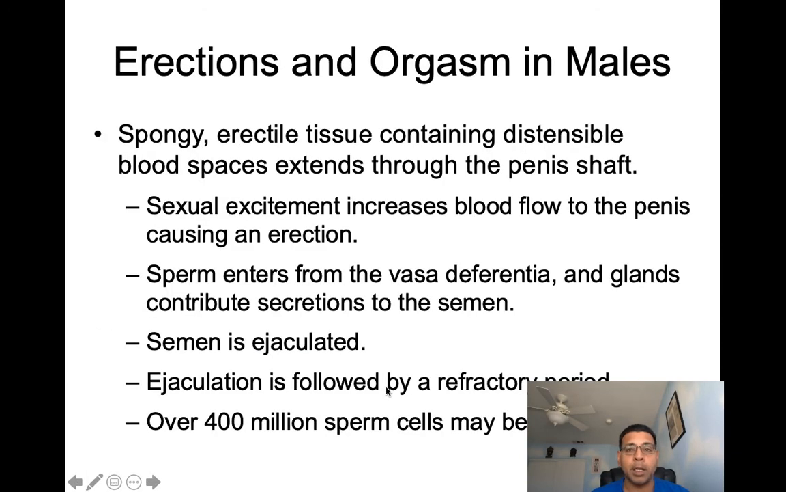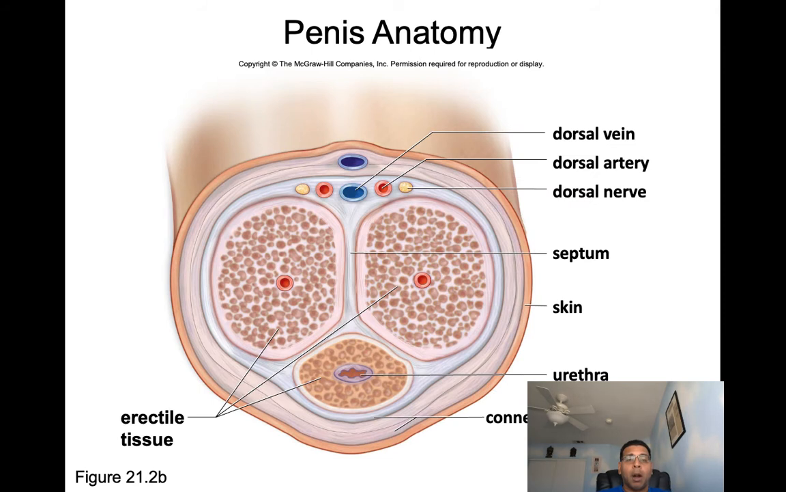Let's talk about erection and orgasm in males. Now, when a male is sexually excited, the arteries in the penis, we can see right inside of here, are going to relax and widen. This is going to lead to an increase in blood flow, which will then cause the penis to enlarge and become erect. The veins that take blood away from the penis are going to be compressed by the enlarging erectile tissue. And what this does is trap the blood inside the penis, causing it to enlarge and become erect.